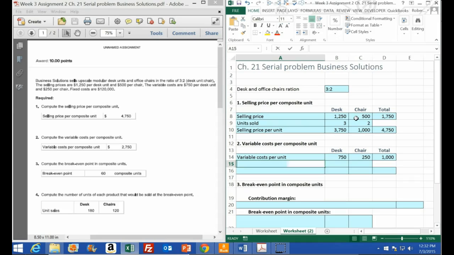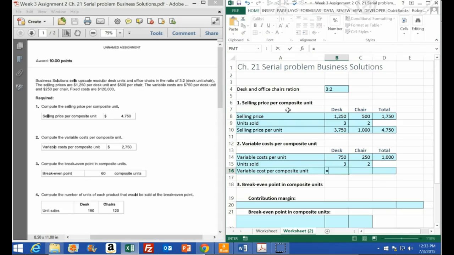And then we have the units sold, and in a composite unit we have the same ratio, 3 and 2, desks to chairs. And if we multiply that out, we get the variable cost per composite unit.